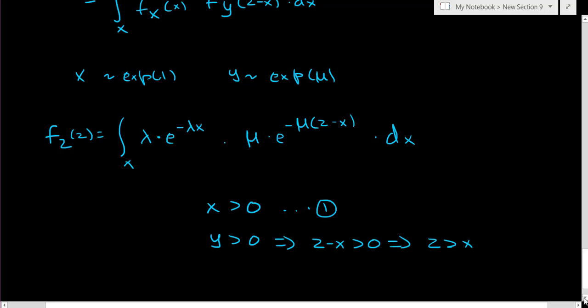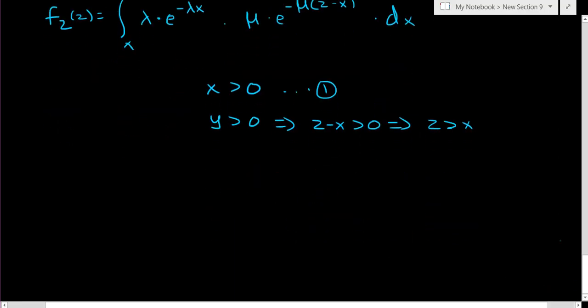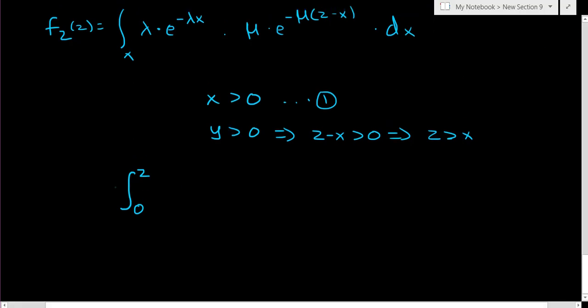z. Okay, so obviously I always want the range to be in terms of z because I want the final answer to be in terms of z. So the range can always contain either a constant or z, and it cannot contain any other random variable. It cannot contain x or y. So that is something I wanted to mention.